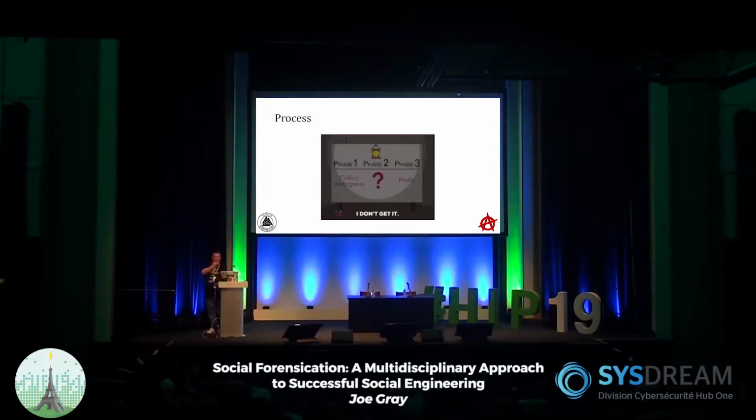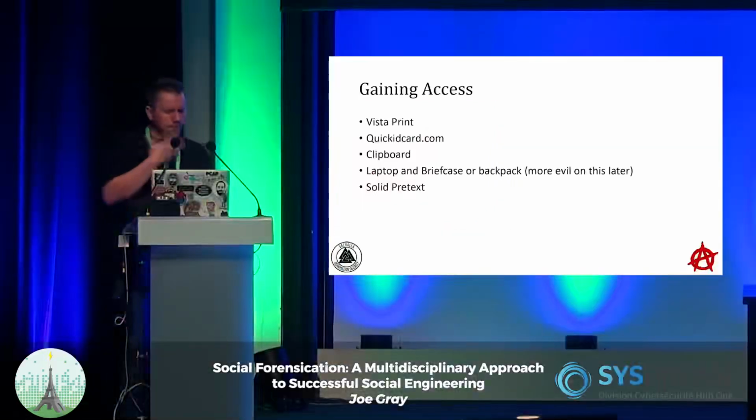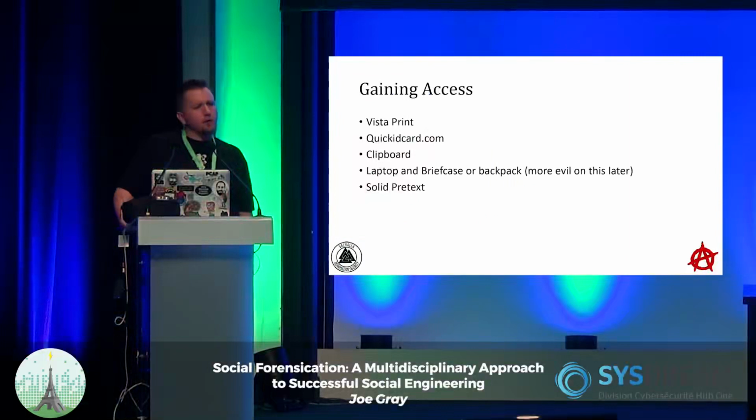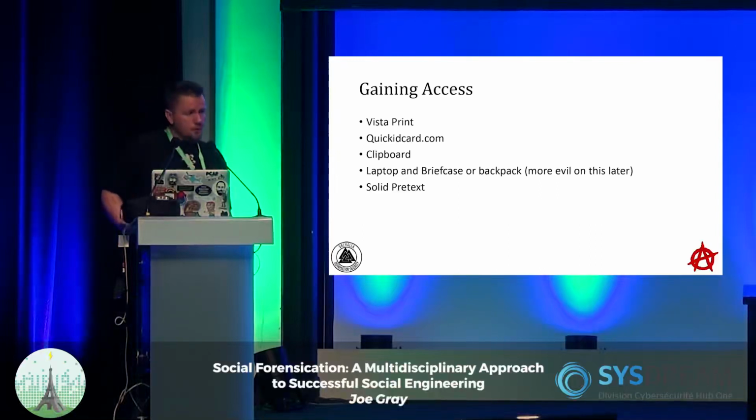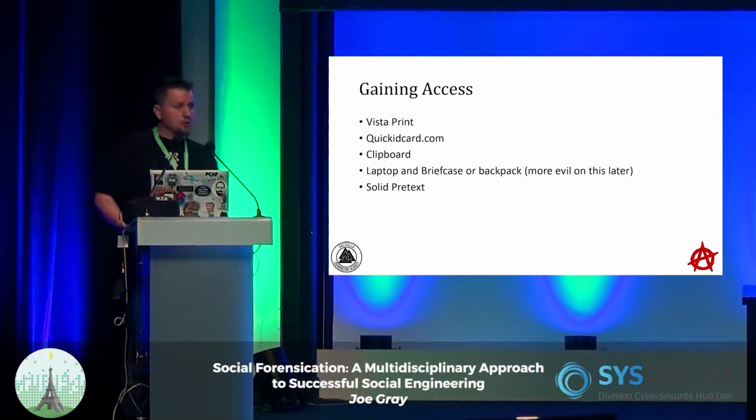So in gaining access, how are we going to do this? Well, Vistaprint. To my knowledge, Vistaprint doesn't care if you're an employee of CrowdStrike, FireEye, Stroz Friedberg, whoever. They don't care. All they care about is that the credit card that you're giving them is valid and you give them a valid address. So you can get business cards made that say whatever you want. If you want an ID card, QuickIDcard.com will do that. To my knowledge, they don't vet them either.